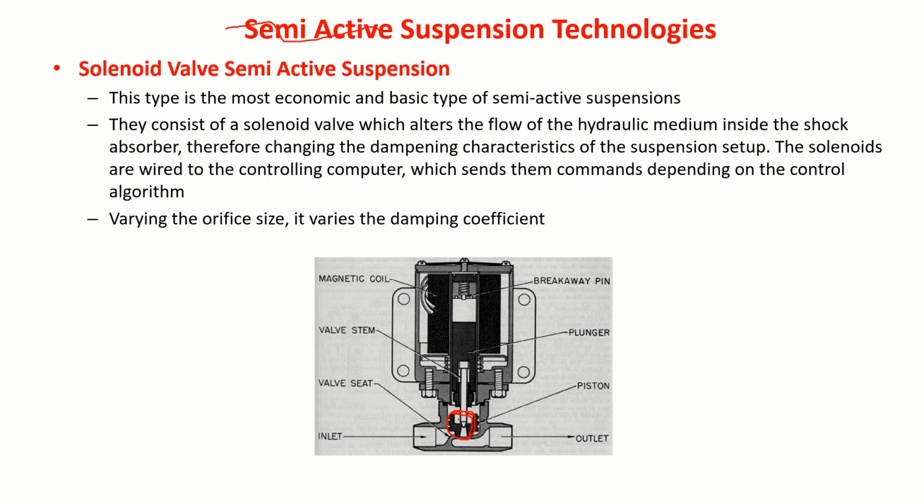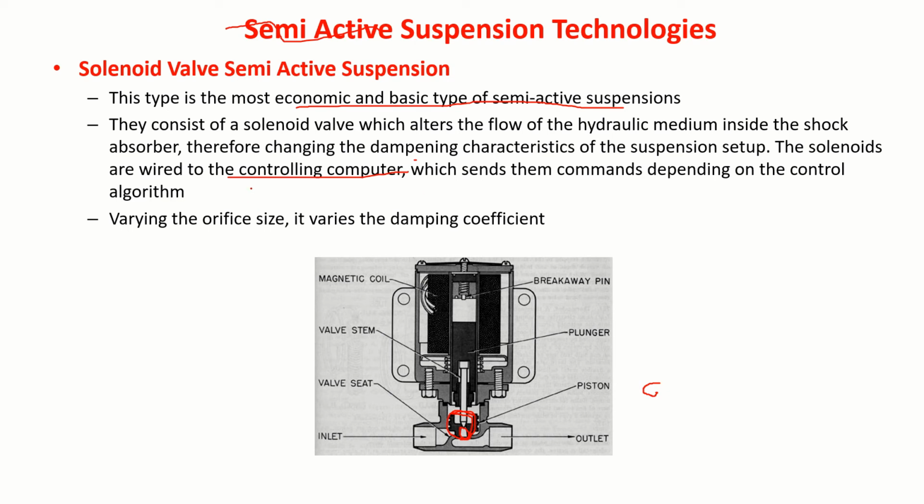So if you can control the RFIs depending on my requirement, the C value I can change. So I use solenoid systems to vary the valve stem position, and accordingly I'll open the RFIs. You can see here this type is the most economic and basic type of semi-active suspension. It consists of a solenoid valve which alters the flow of hydraulic medium inside the shock absorber, therefore changing the damping characteristic.